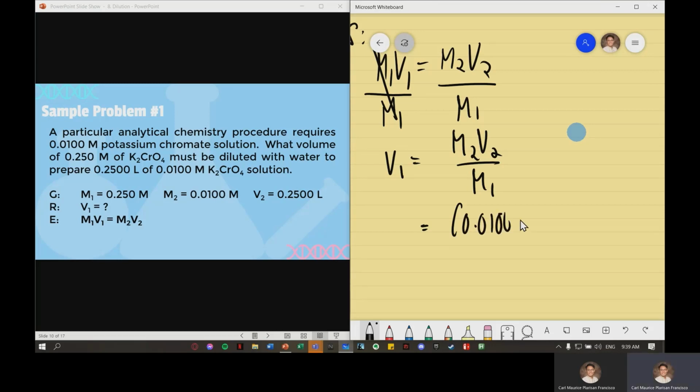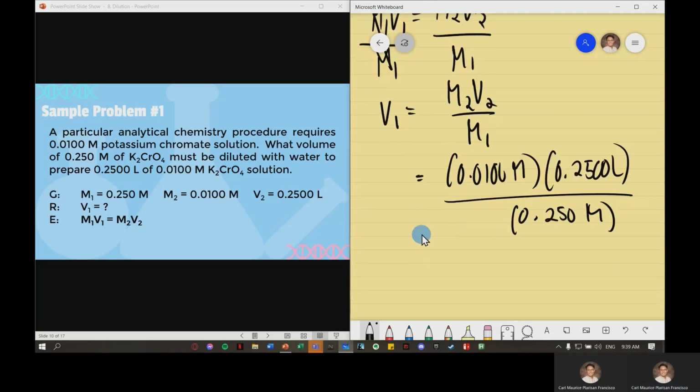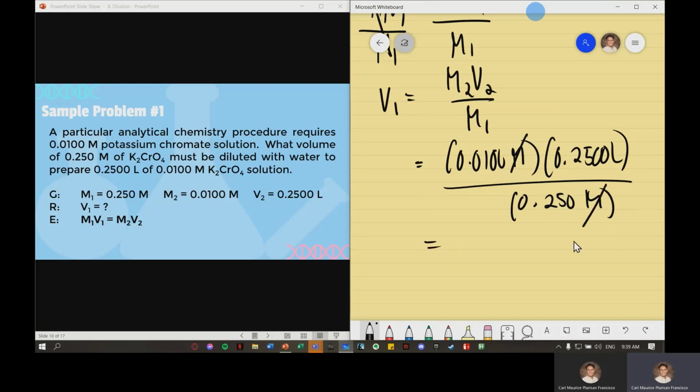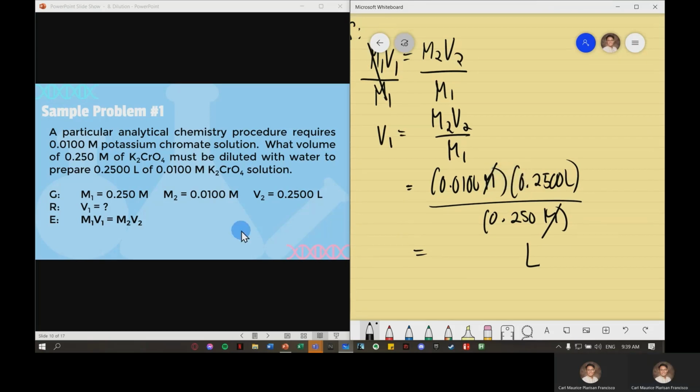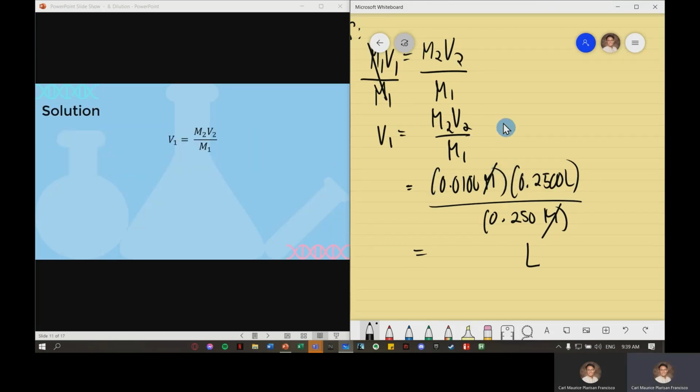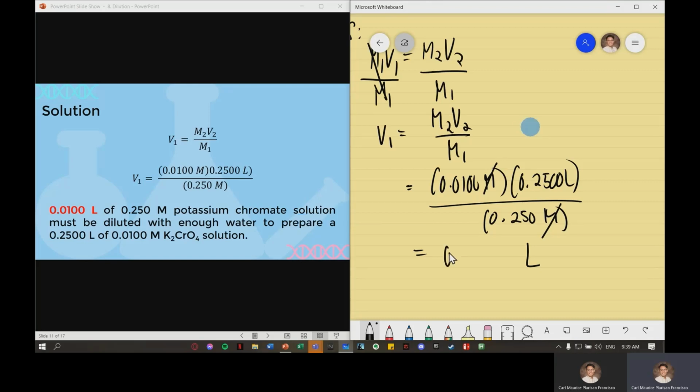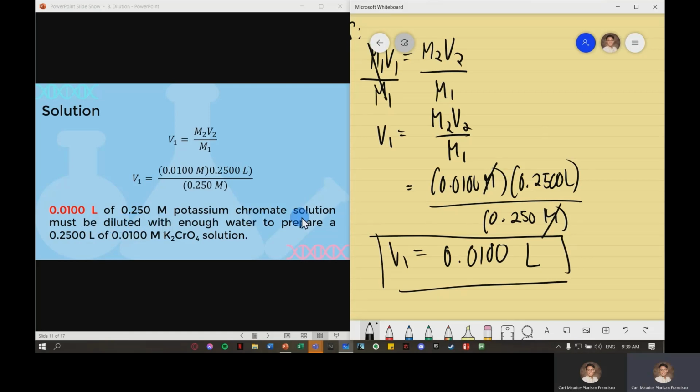So 0.0100 molar multiplied by 0.2500 liters all over 0.250 molar. Okay, so the unit molar will be cancelled, and the remaining unit will be liters. I have actually the same solution as that of the PowerPoint. And inputting this in the calculator, we have the following answer: 0.0100 liters. Meaning to say, 0.0100 liters of 0.250 molar potassium chromate solution must be diluted with enough water to prepare 0.2500 liters of 0.0100 molar potassium chromate. Okay, so it's very simple.